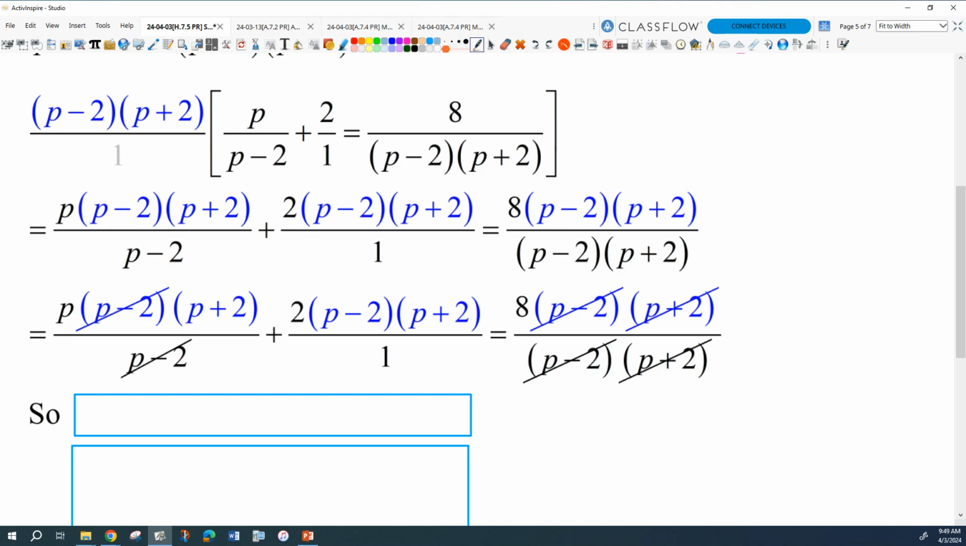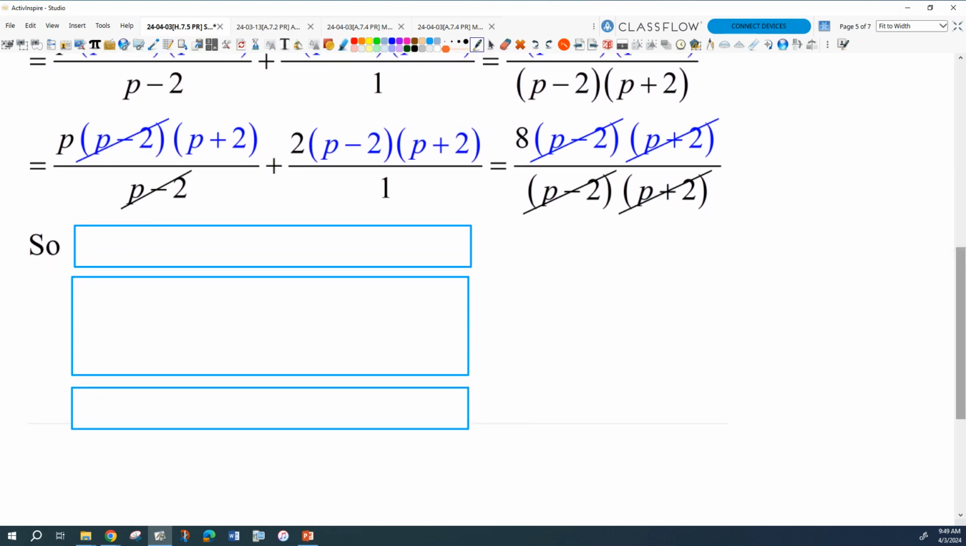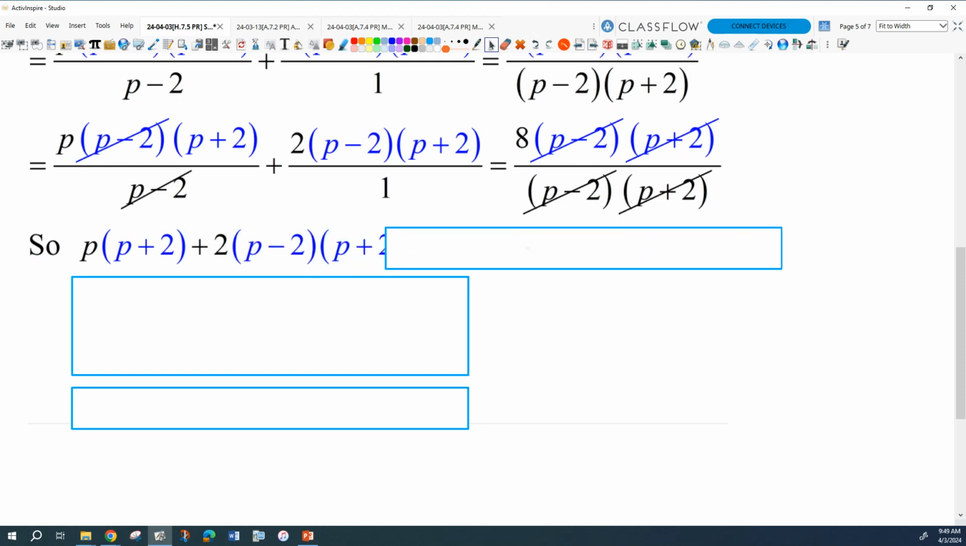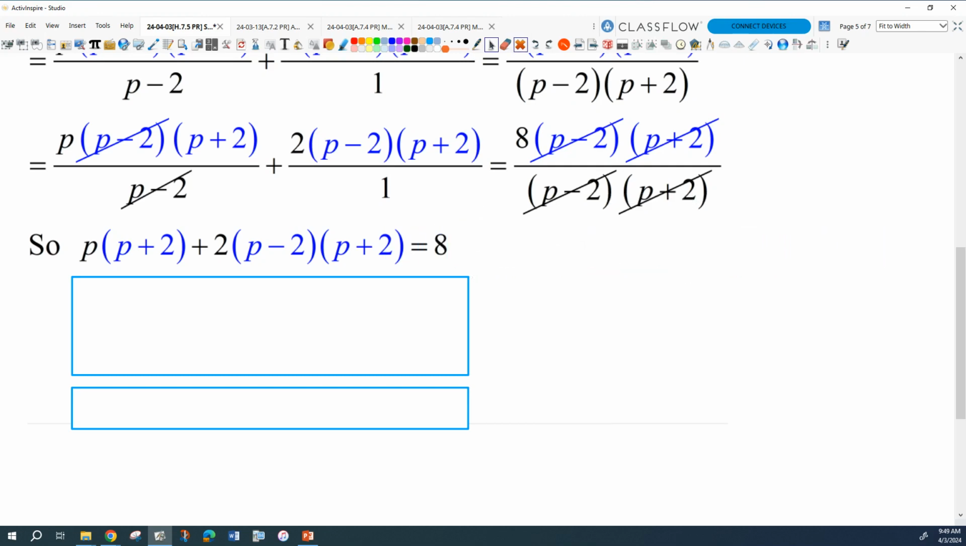Okay? So all that stuff cancels, which just leaves me with P times P plus 2 plus 2 times the quantity P minus 2 times the quantity P plus 2 equals 8. Okay? So what do you think?